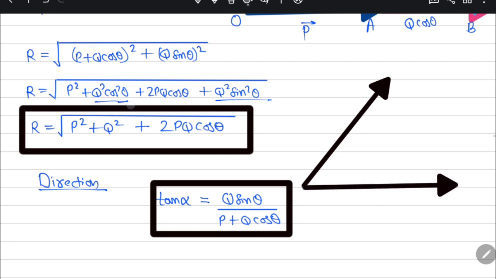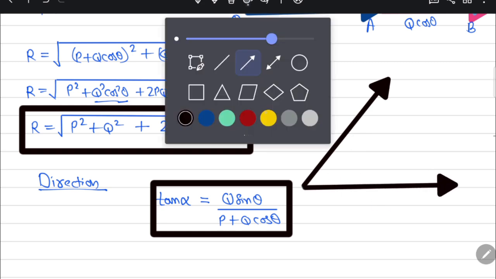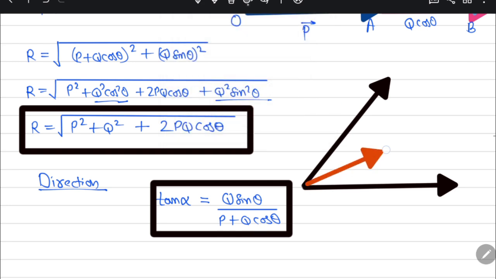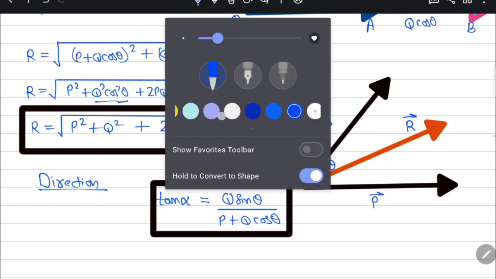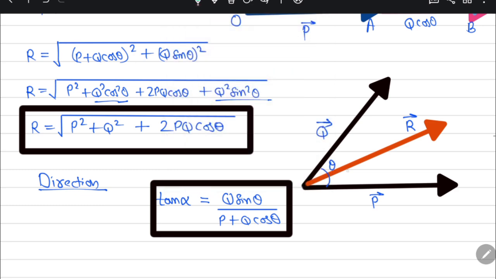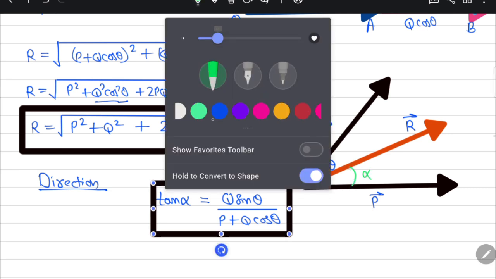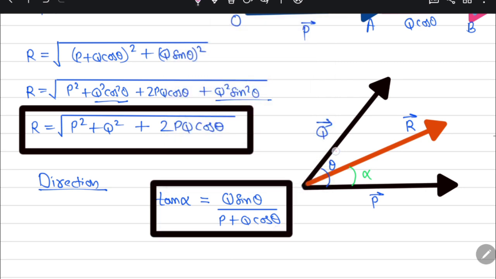This angle is, and another question, the resultant is, just a minute. R vector. This is our P vector, this is our Q vector, and this is our resultant vector. So you see this P vector and Q vector angle is theta, right? And our resultant vector and P vector angle is alpha. And also remember this, you can get that Q vector and R vector angle is beta.